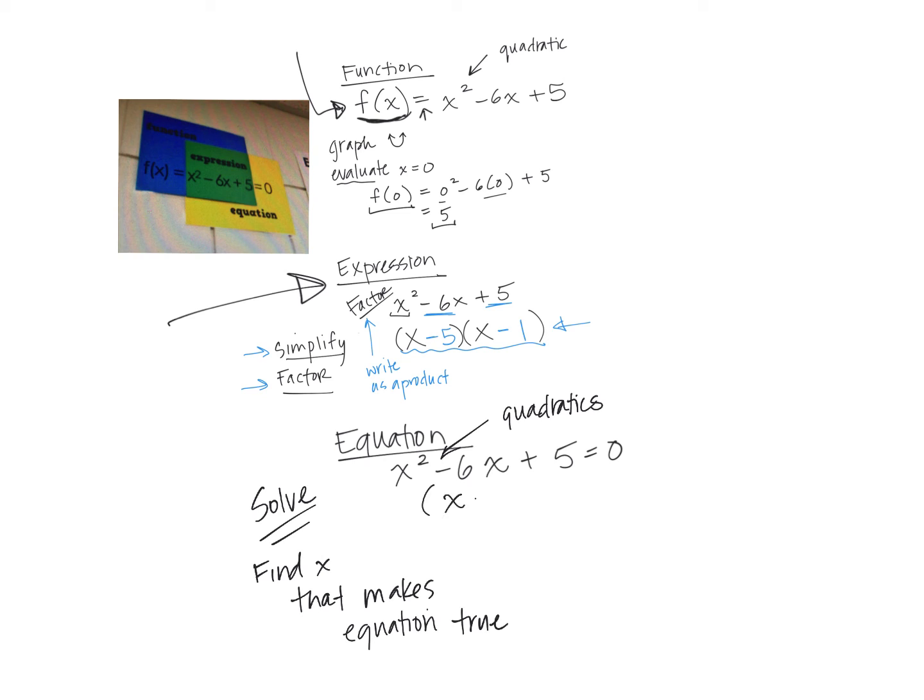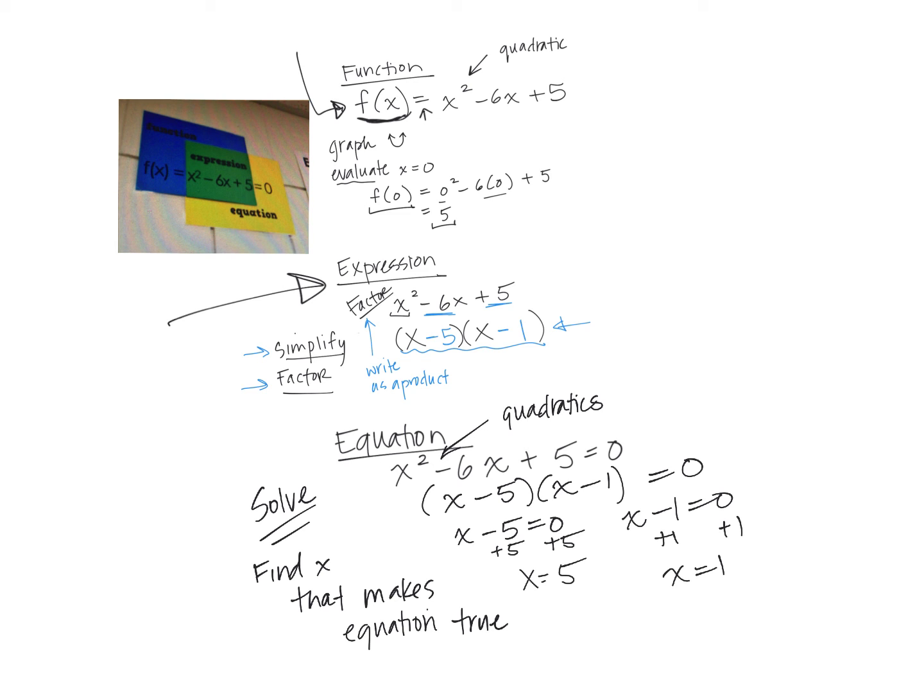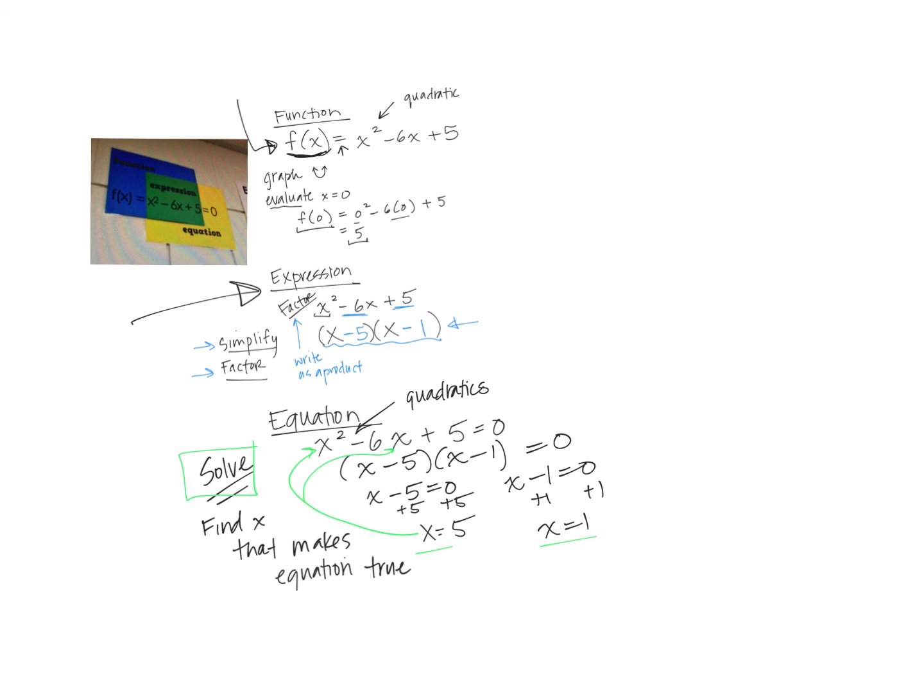So if I write this as x minus 5 times x minus 1 equal to 0, the product property says that x minus 5 is 0, or x minus 1 has to be 0. So we get that x is equal to 5, or x is equal to 1. These are the x values that, if I go back and plug them in, and you should check it, the expression value should become 0. Same thing for x equals 1. So I have just solved the equation. That's what we've been working on the past couple weeks. I just wanted to clarify.